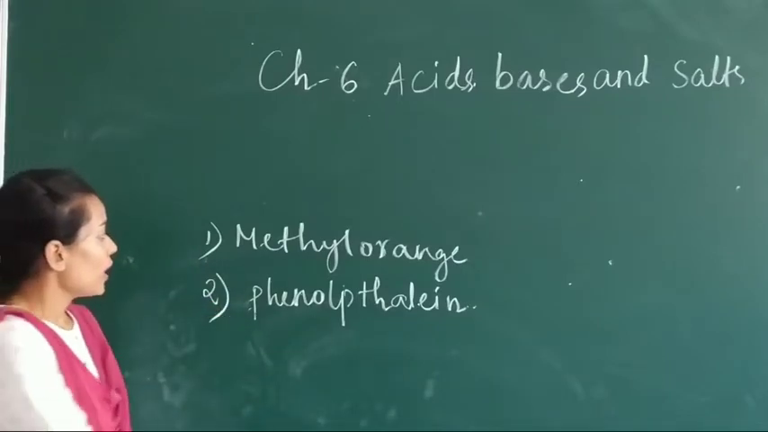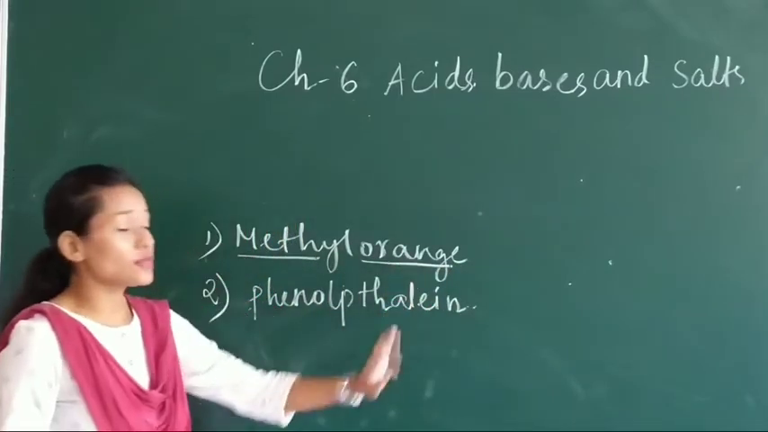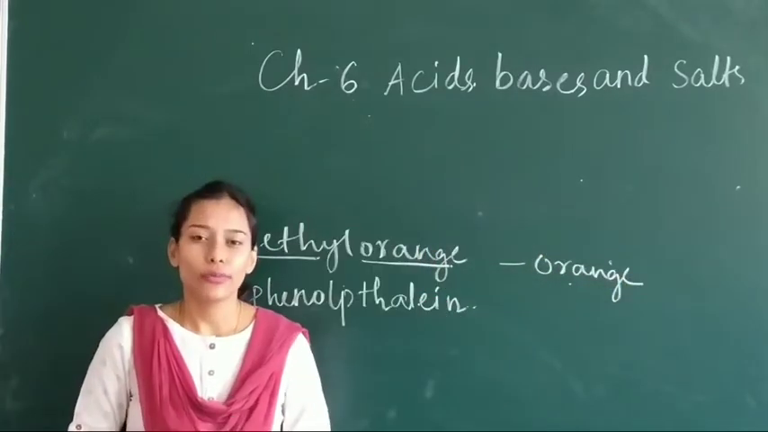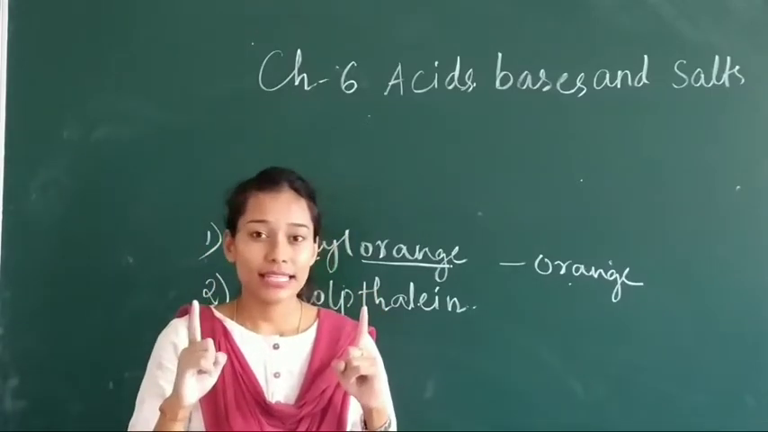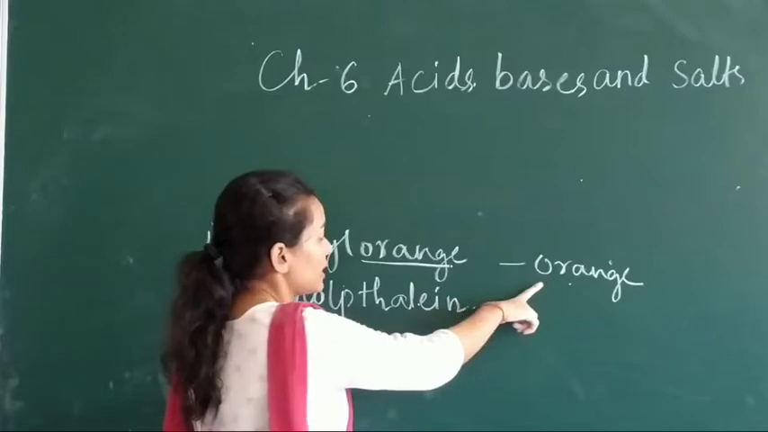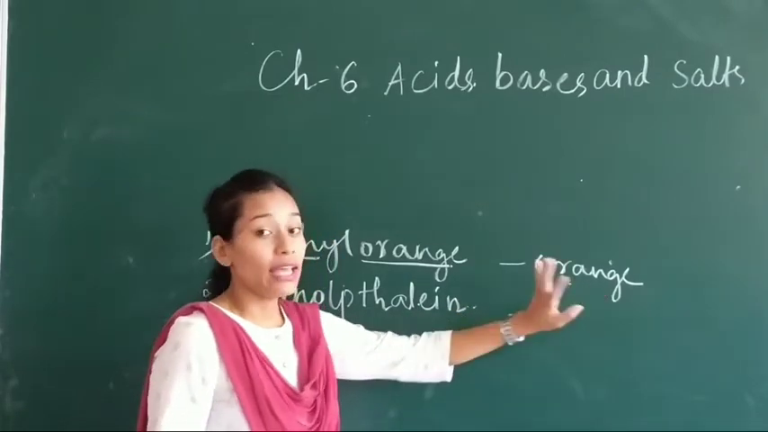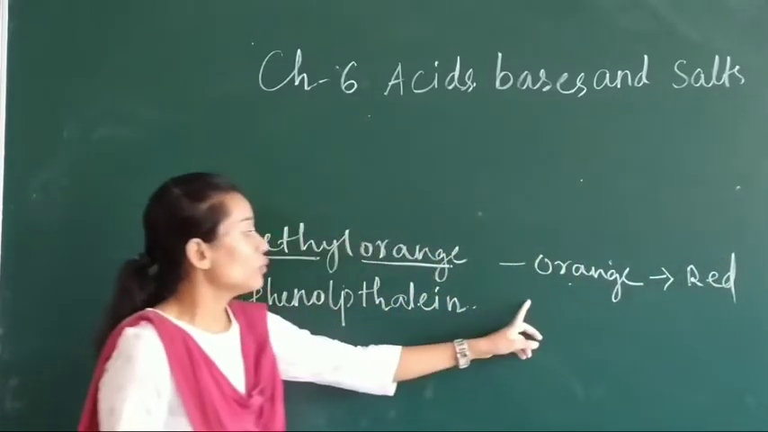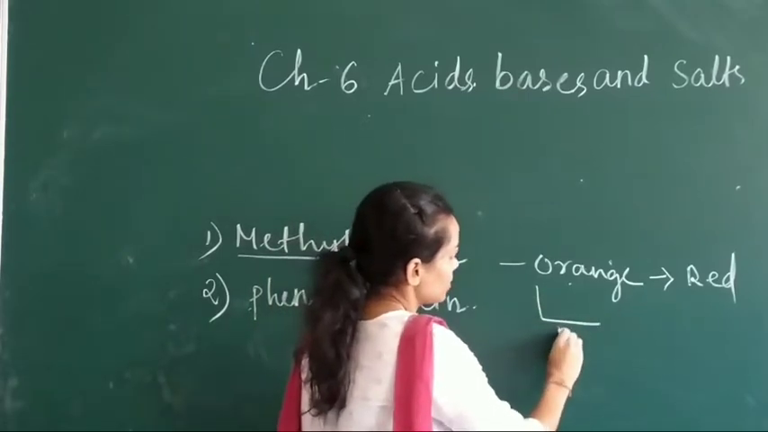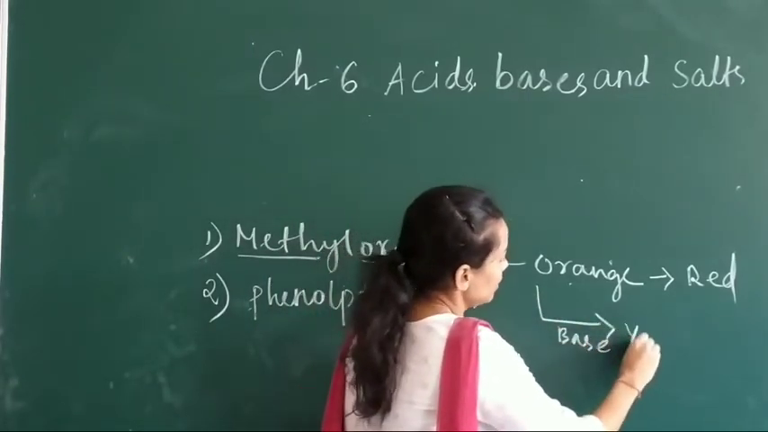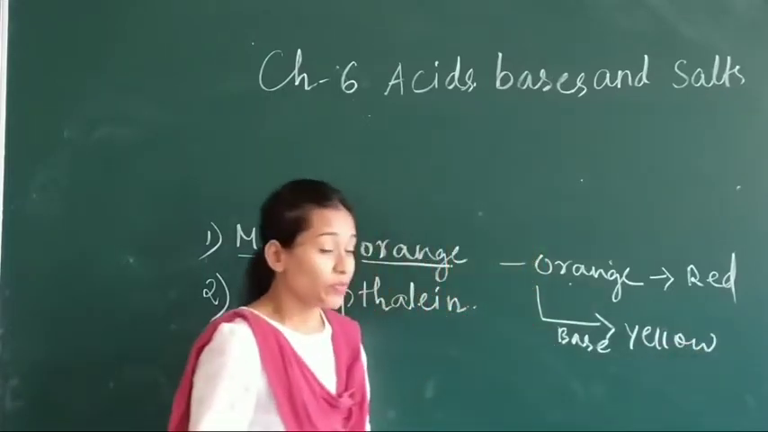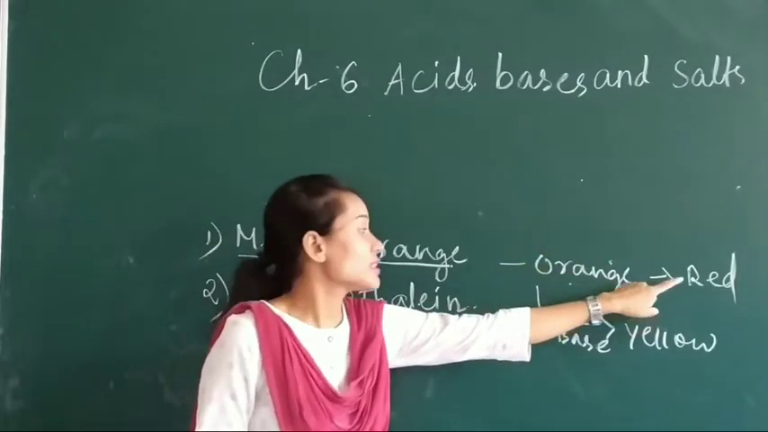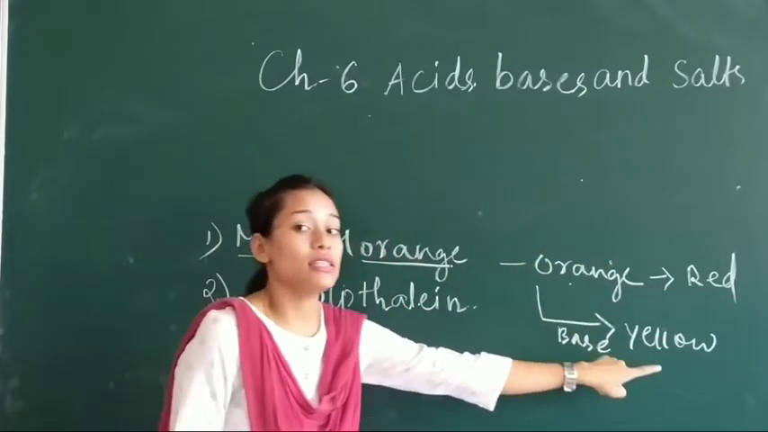The color of methyl orange is usually orange. You will see in your book that a scale is given. When methyl orange reacts with acid, the color changes to red, and when it reacts with base, the color turns yellow. Keep in mind, methyl orange is usually orange; with acid it turns red, and with base it turns yellow.